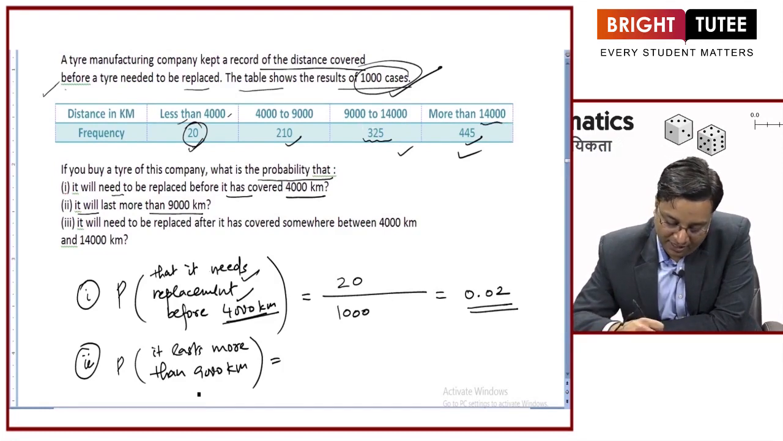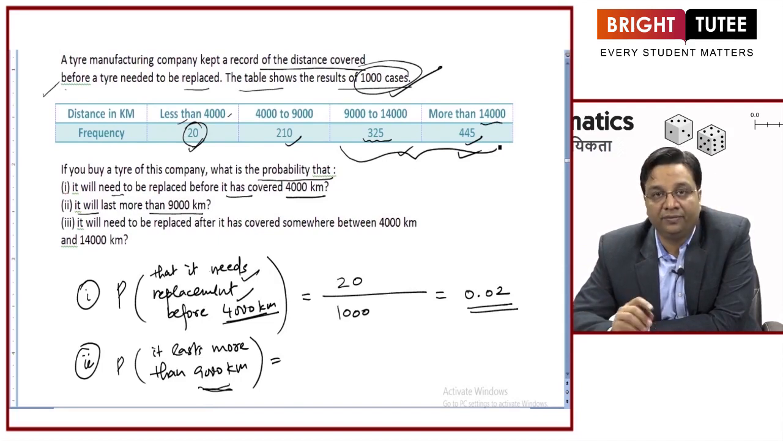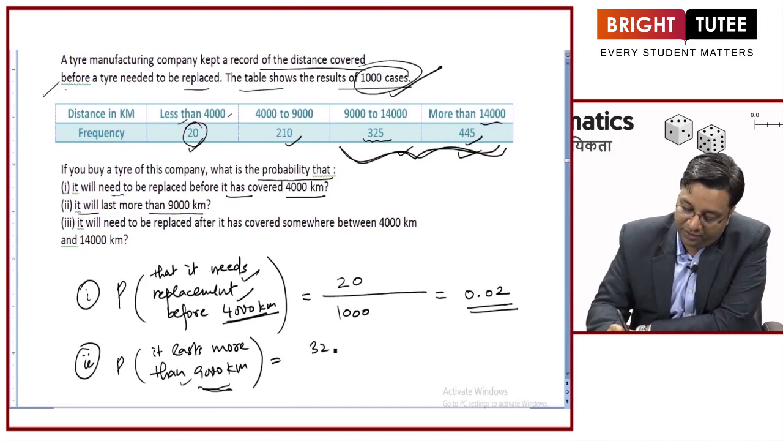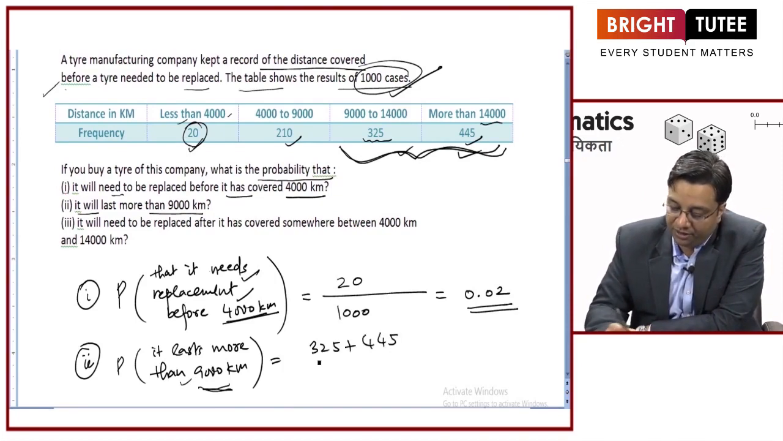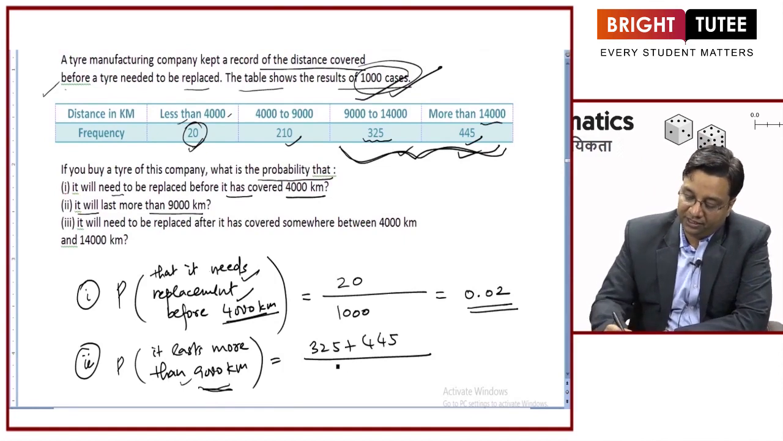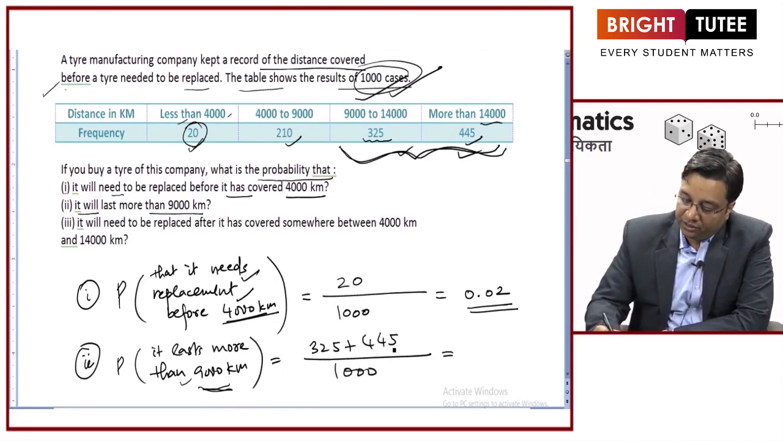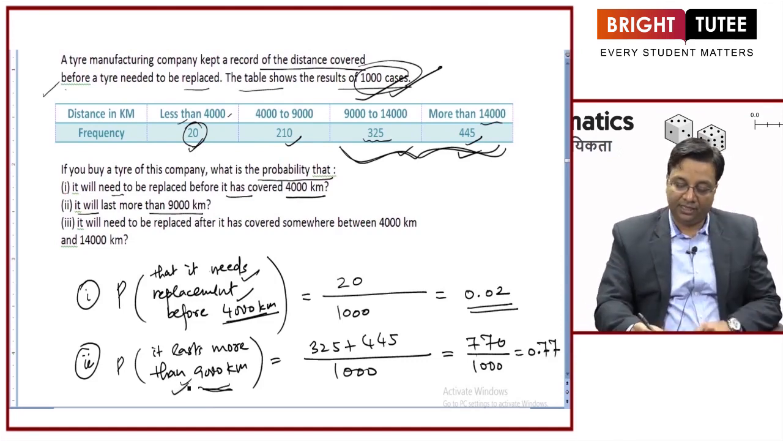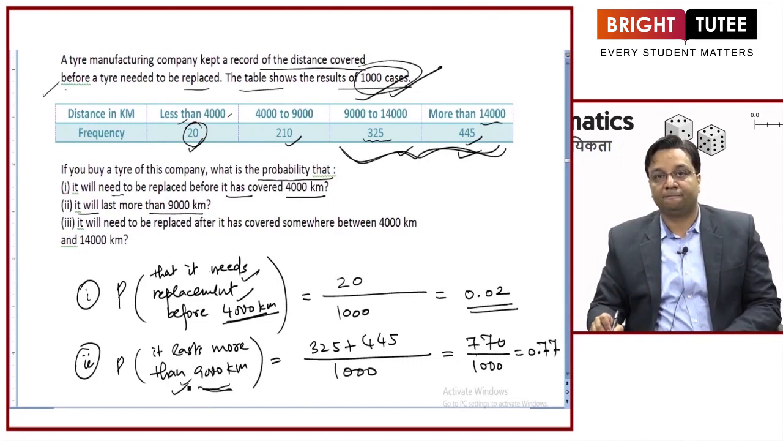So, if I say it lasts more than 9000 kilometers, these two results will be the event for me, right? This is the number of times this event occurred. So, 325 plus 445 will be in the numerator, divided by the total number of cases, that is 1000. So, this is equal to 770 divided by 1000. So, the probability is 0.77 that the tire will last more than 9000 kilometers.